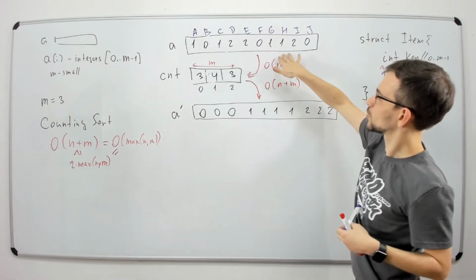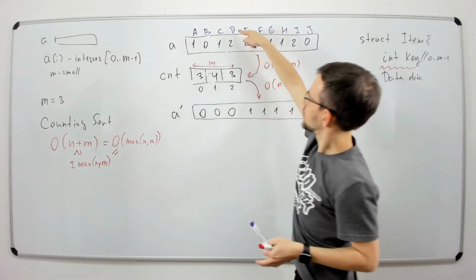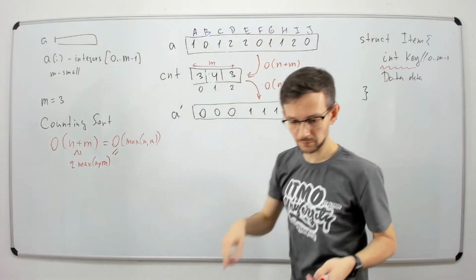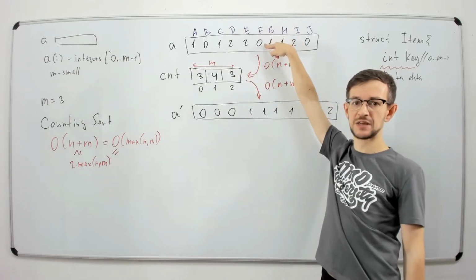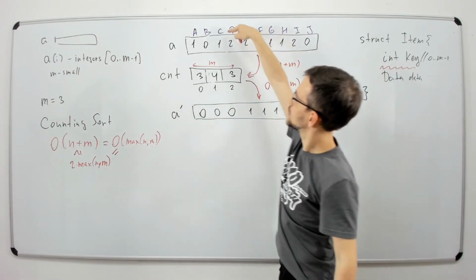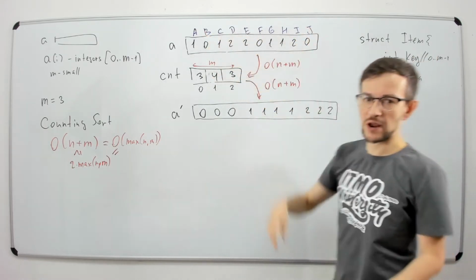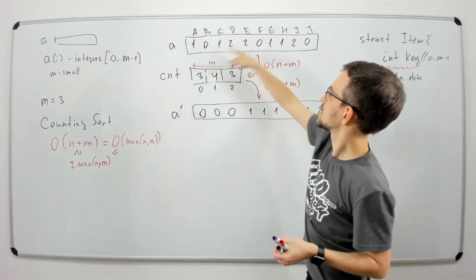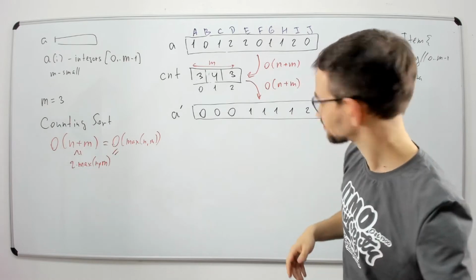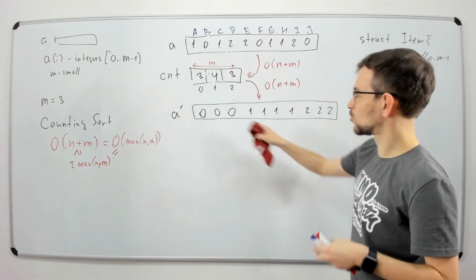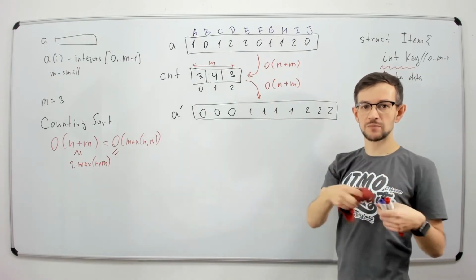So we have 10 different objects, 10? Yes, 10. So we have 10 different objects, and these objects have these keys. For example, object F has the key 0, and object C has the key equal to 1, and so on. So we have an array of 10 objects, and these are the keys of these objects. Clear enough? And now we want to make a sorted array of the same objects sorted by the keys.